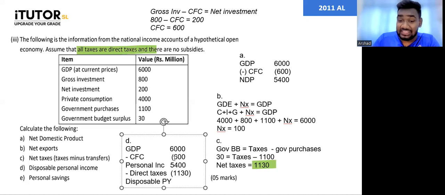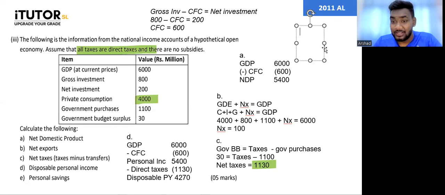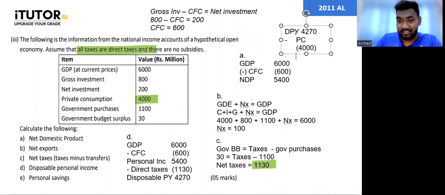So can you tell me, guys, if my disposable personal income is 4,270, how much is my personal saving? From 4,270, if you minus private consumption, you get personal savings. So I'll put this on top here since I don't have space. So how much is our disposable personal income? That's 4,270. From this 4,270, if I minus private consumption, PC, this 4,000, I get personal saving. That is 270. Is that clear, guys?